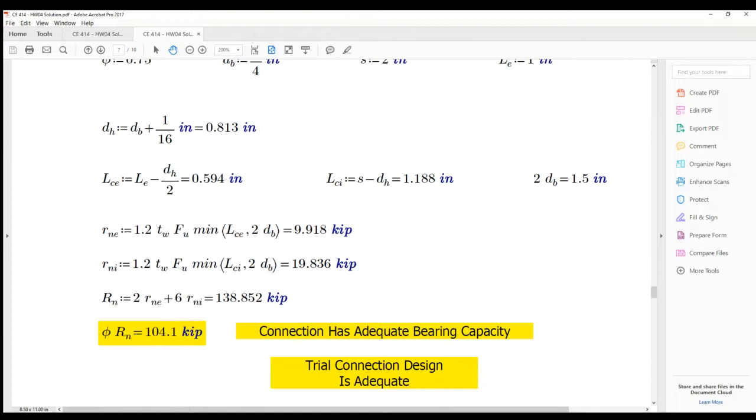But again, make sure that when you're making that assessment, you look at the bearing capacity of the connection as a whole and then the load on the connection as a whole. Look at it all. Did that answer your question? Good deal.